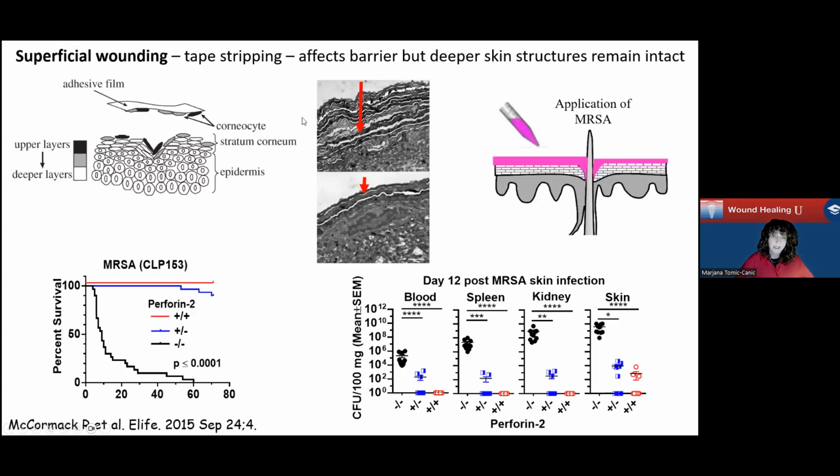And we have shown, for example, that if you do that in perforin knockout animals and infect them topically with MRSA, there is a strong dissemination. Even with just tape stripping, there is a strong dissemination of bacteria, and all animals actually die. So again, this model shows that even a small challenge to the barrier can have lethal consequences when an antimicrobial protein is missing.